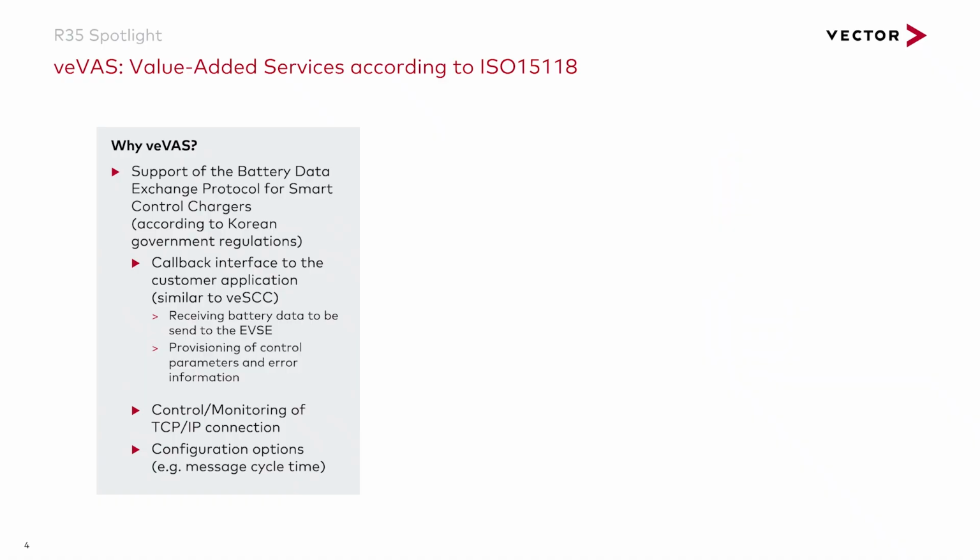The veVAS module itself fully controls the TCP IP connection, including setup, monitoring, and termination. The application does not need to handle the TCP connection at all. veVAS also offers configuration options, for example, an individual message cycle time for the service.